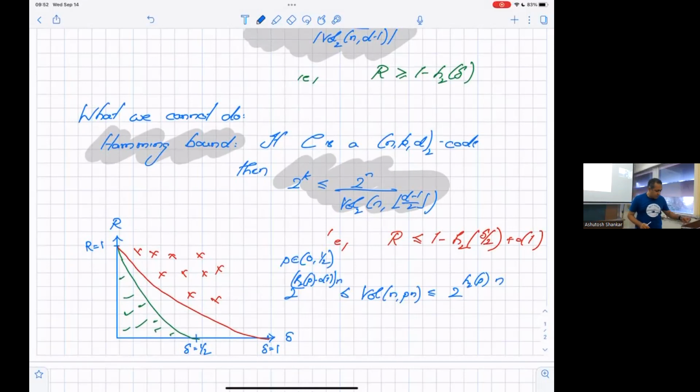The Gilbert-Varshamov bound, of course, gives you this thing. It shows that codes exist over here. You could ask, can there exist a code somewhere over here with very tiny r? So that will be one question which we'll ask here: do there exist binary codes with distance greater than half?